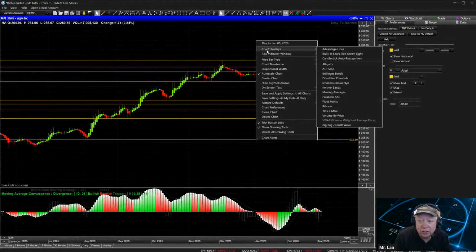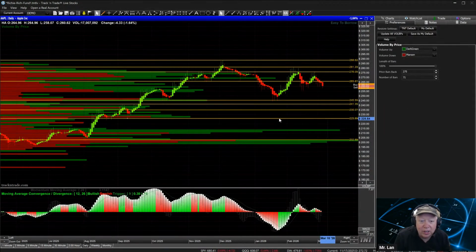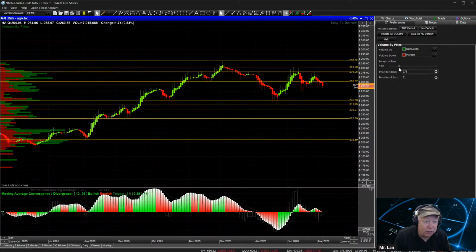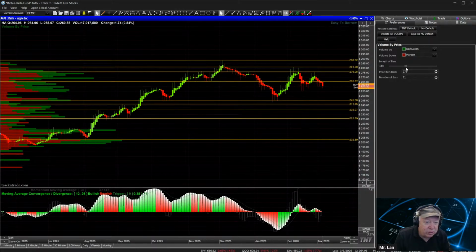Now, if you turn on your chart overlay and you've got your volume by price, it's going to give you those common numbers in volume. So now it's saying, hey, the market has been at this location a lot. And so you can see the volume down, volume up, length of the bars. You can make the bars not so long, kind of scoot them off over here to the left. But you can see your common numbers based on volume.